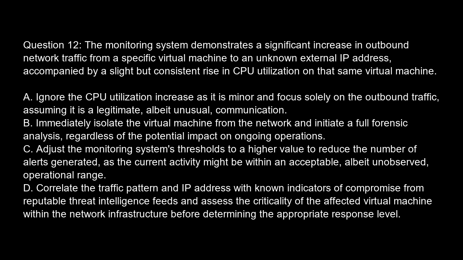Option B. Immediately isolate the virtual machine from the network and initiate a full forensic analysis, regardless of the potential impact on ongoing operations. Option C. Adjust the monitoring system's thresholds to a higher value to reduce the number of alerts generated, as the current activity might be within an acceptable, albeit unobserved, operational range. Option D. Correlate the traffic pattern and IP address with known indicators of compromise from reputable threat intelligence feeds, and assess the criticality of the affected virtual machine within the network infrastructure before determining the appropriate response level.